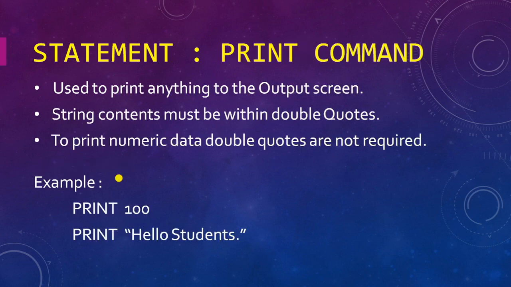Now next is the print command. It is a very usable command because if you want to show the results, how will you show them? You will show them by using the print command. It is used to print anything in the output screen. If you want to print numbers, it will show you the numbers. If you want to print strings, it will show you the strings. If you want the combination of numbers and strings, it will show everything. But there is a rule. If you want to print any number, you don't have to use double quotes. But if you want to print any string or set of characters, you must use double quotes. For numeric values it doesn't need double quotes, but for string values you have to use double quotes.